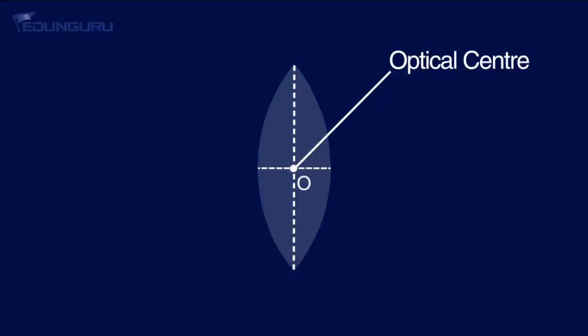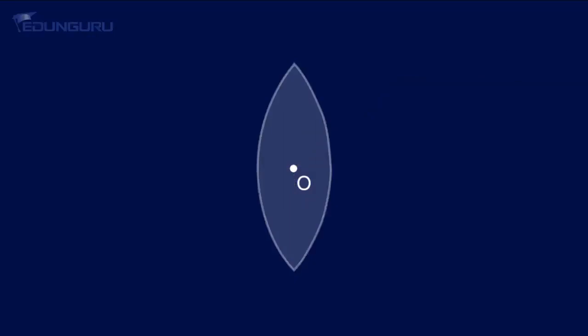Now, we need to understand certain terms related with lenses. As you can see in the figure, we have a convex lens. There are certain terms which are labeled in the diagram, which you need to see. The first term is optical center. What is this optical center? The center of the lens is called the optical center.